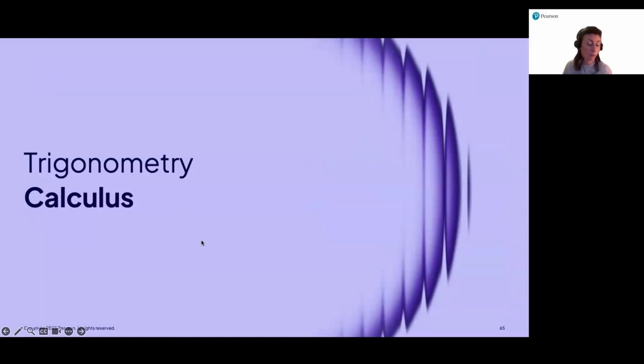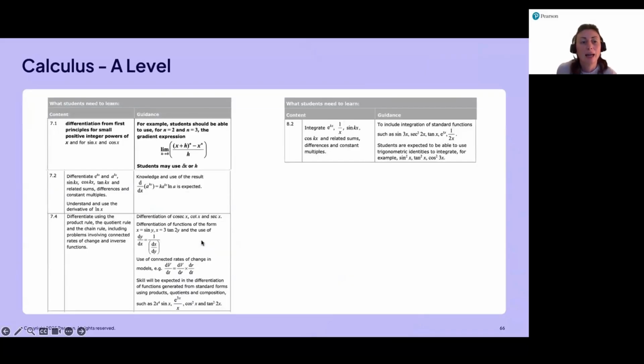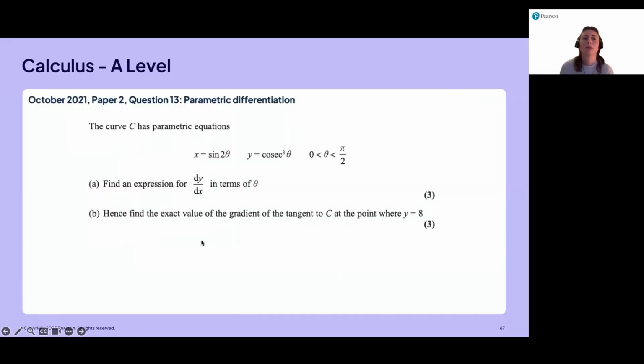Okay, so I'm moving on to my last section. It's quite chunky. Here is the specification. We've got differentiation from first principles, which is introduced in year one, but then in year two, we look at it with regards to trigonometry. And we're straight into year two examples for that reason.